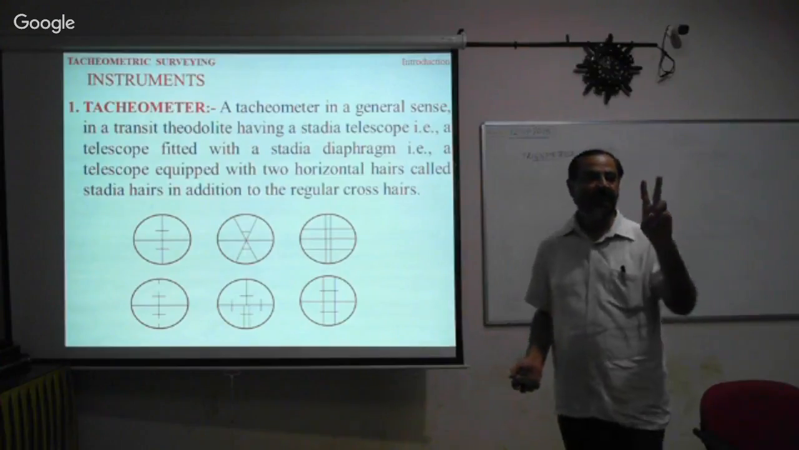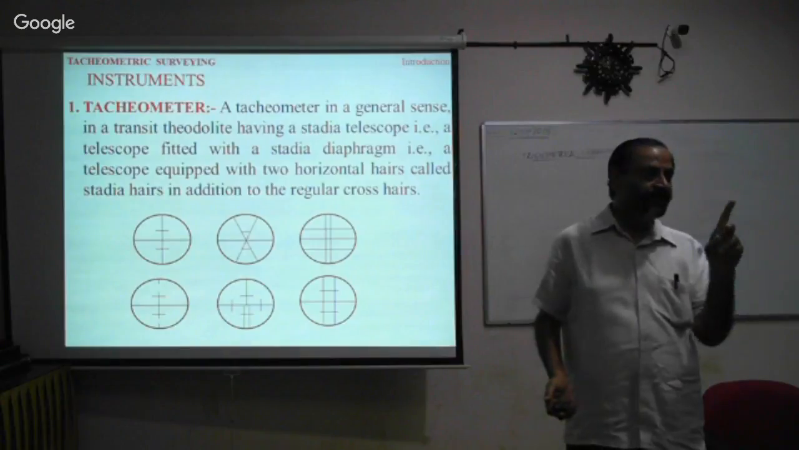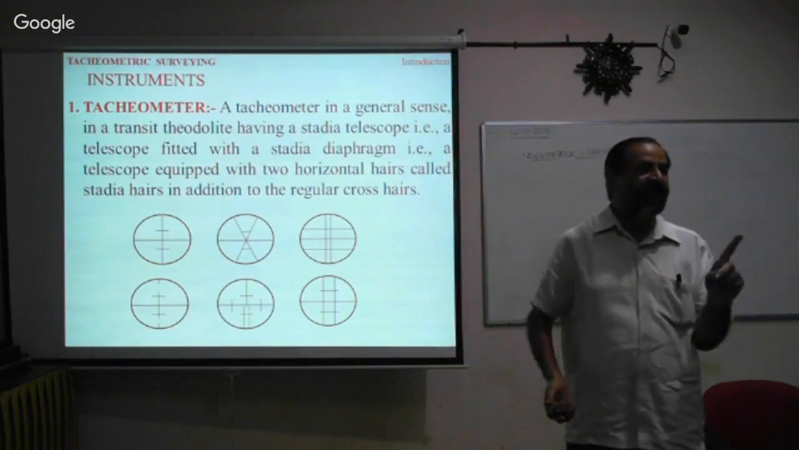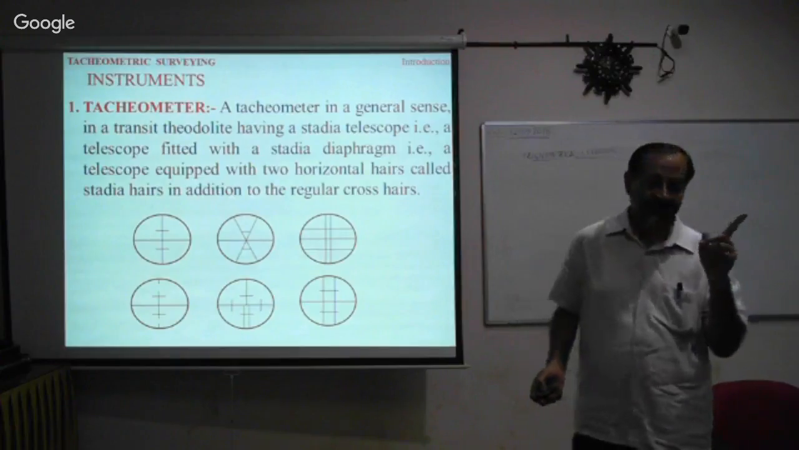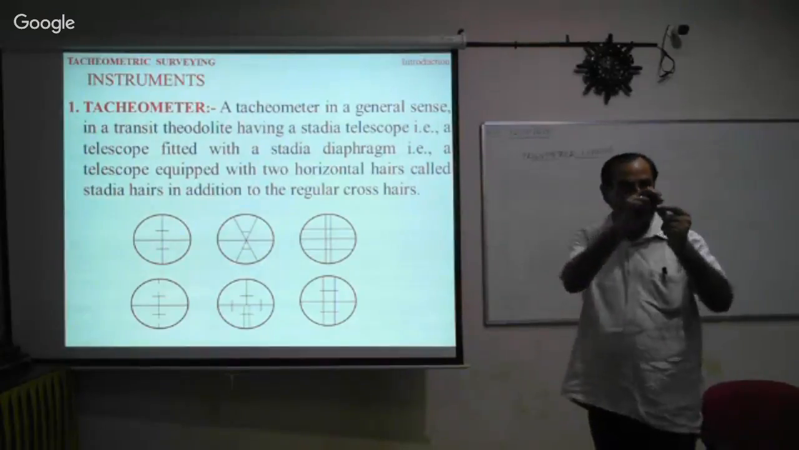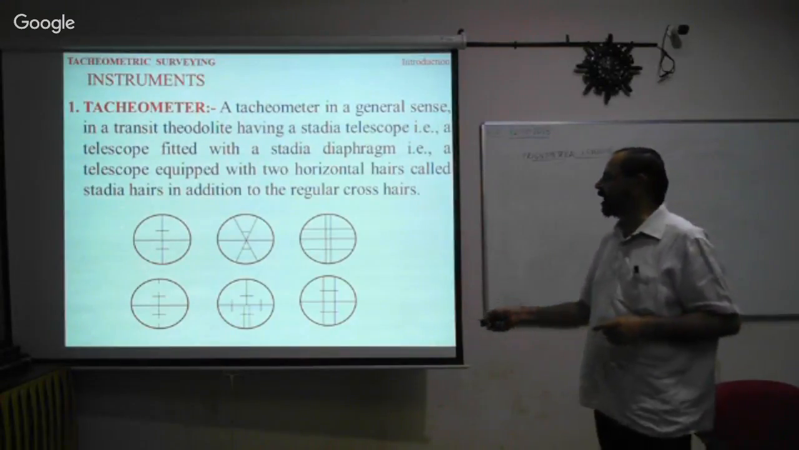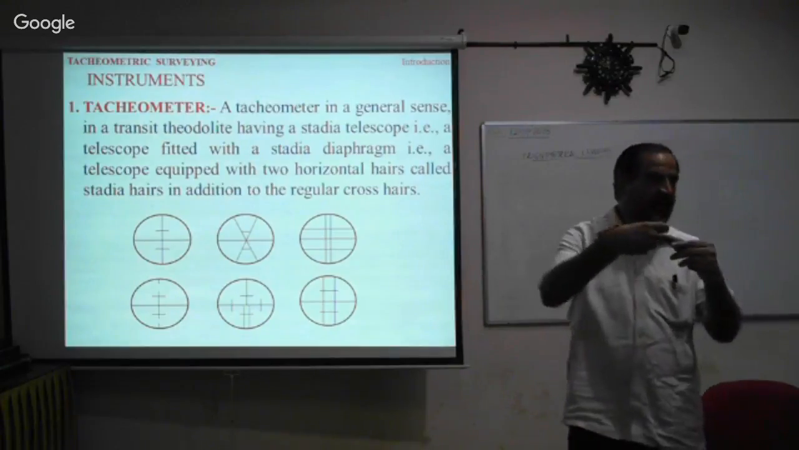There are two instruments used in tacheometry. One is the theodolite, called the tacheometer: a theodolite fitted with a stadia diaphragm, a small glass piece marked like this. It is inserted in our telescope.